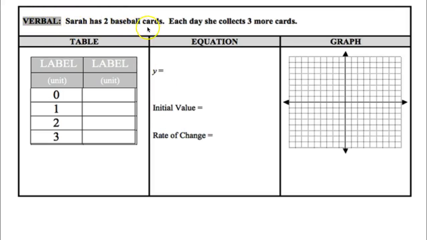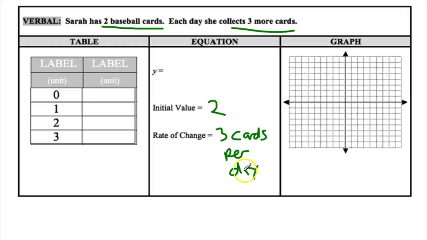So let's see what it says. Sarah has 2 baseball cards. Each day she collects 3 more cards. So she has 2 baseball cards right now. That's her initial value. She has 2. Okay, so 2 baseball cards. Each day she collects 3 more cards. So every day that goes by, she gets 3 more cards. That's the rate of change. So the rate of change is 3, and that's going to be 3 cards per day. So every day she gets 3 more cards. The initial value is 2. I'm going to write cards there too.